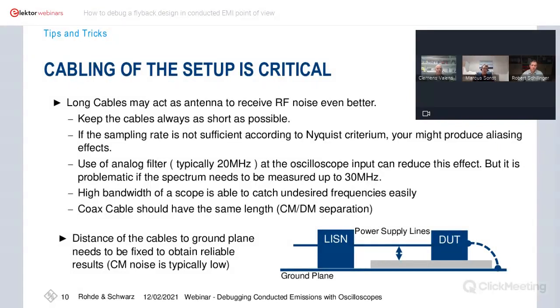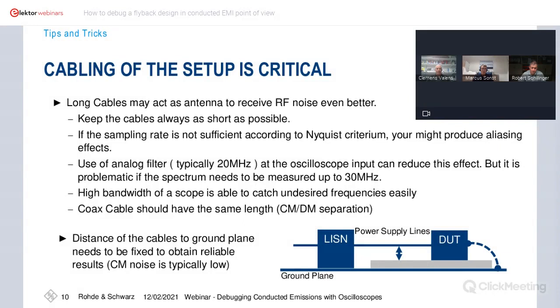Of course, also the high bandwidth. If you have a 1 gigahertz oscilloscope, you have to keep in mind that you are able to receive any noise up to 1 gigahertz, basically, because it's a wideband measurement device. And in this coax cable system, if you are using two coax cables to measure 2 channels, they should always have the same length, because otherwise we have some skew effects that we'll show you later on with some measurements. That comes later with the common mode differential mode separation topic.